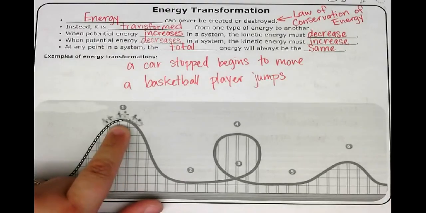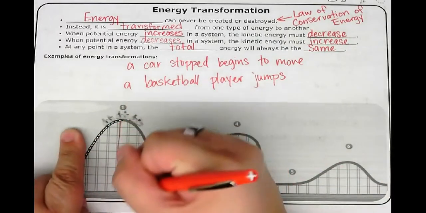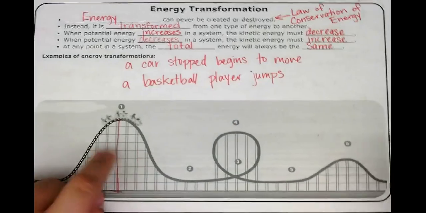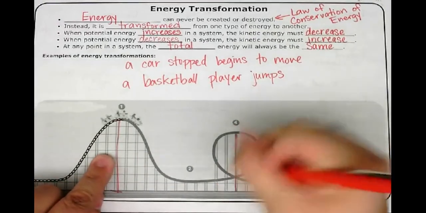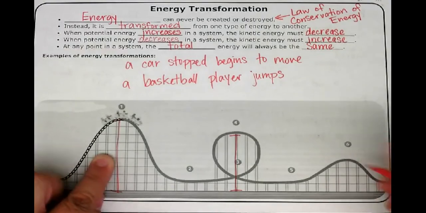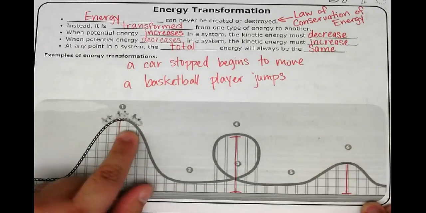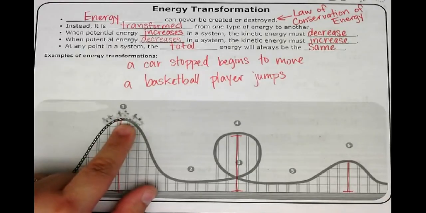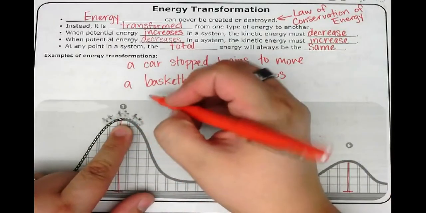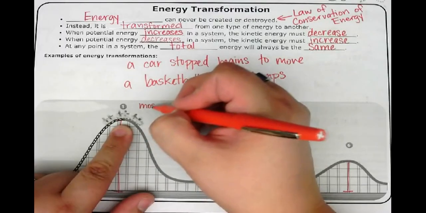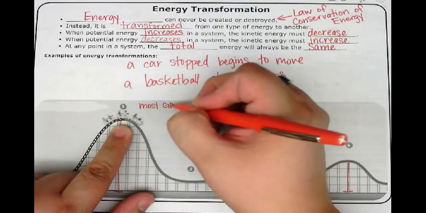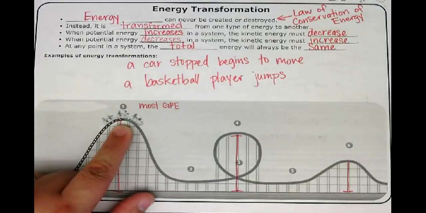So at 1, it is the highest off the ground, right? Look at this compared to this point, right? That would be the other highest, right? And then this point, right? Well, this one's obviously way taller than the rest of them. So that is going to be the most GPE. So we're going to say most GPE. Right? It is the highest because it's the highest off the ground.